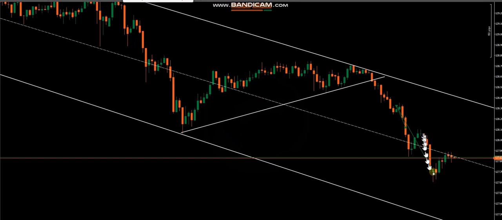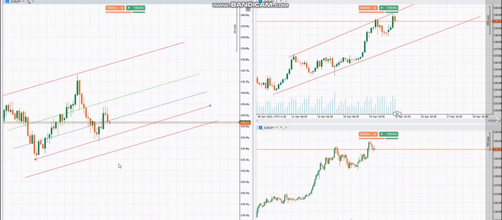He actually trailed it and saw weakness here and exited. So good trades, one closed here, another trade closed here with good profit. So that was on the USD Japanese yen pair. These trades were taken on 21st of April, and this trade is also another one.